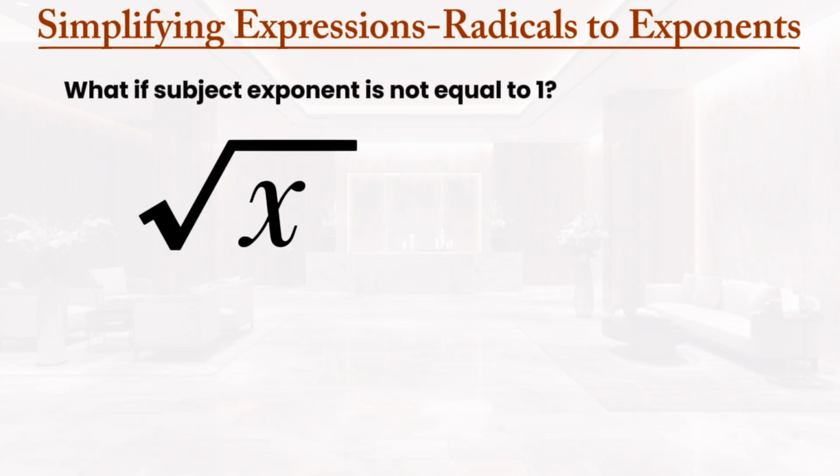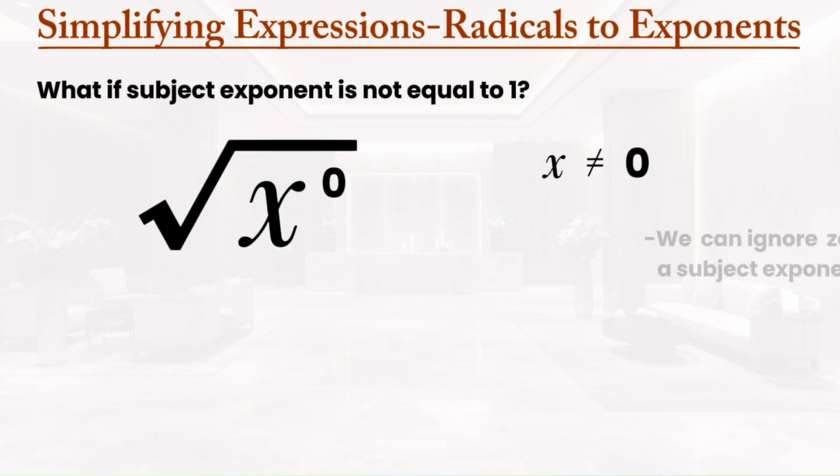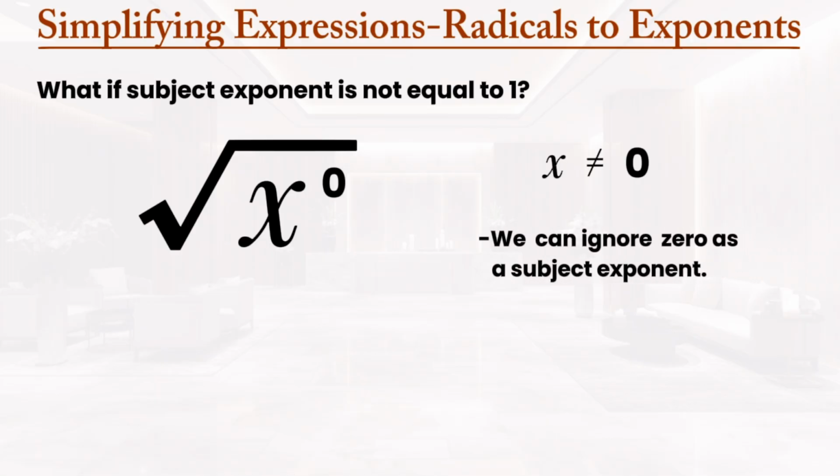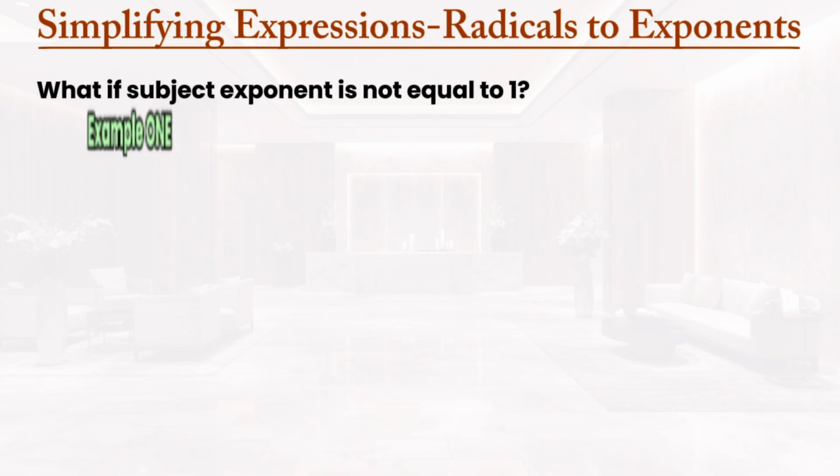Now, what happens when the subject has an exponent other than 1? A quick note, we are going to ignore 0 as the exponent since anything to the power of 0 is 1. Let's take a look at the square root of x to the power of 2.